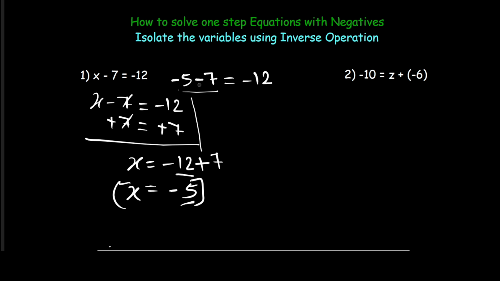So minus 5 and minus 7 gives us 12. And here the number which has the bigger value has the minus sign, so I put minus 12 here. So minus 12 and minus 12 are equal. It shows that x equals minus 5 is correct. So moving to the next question.